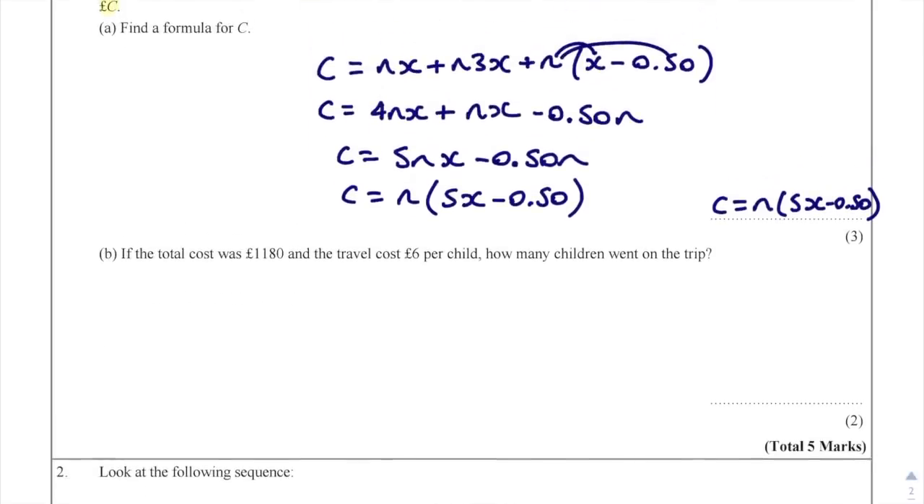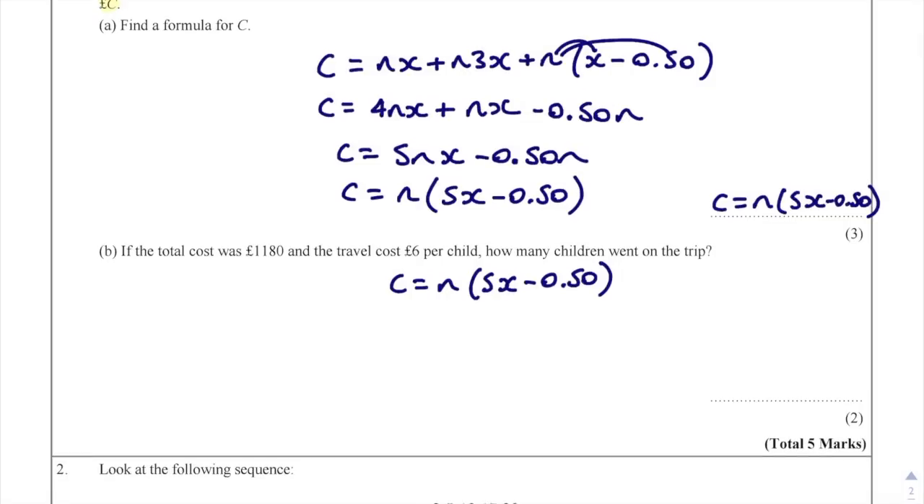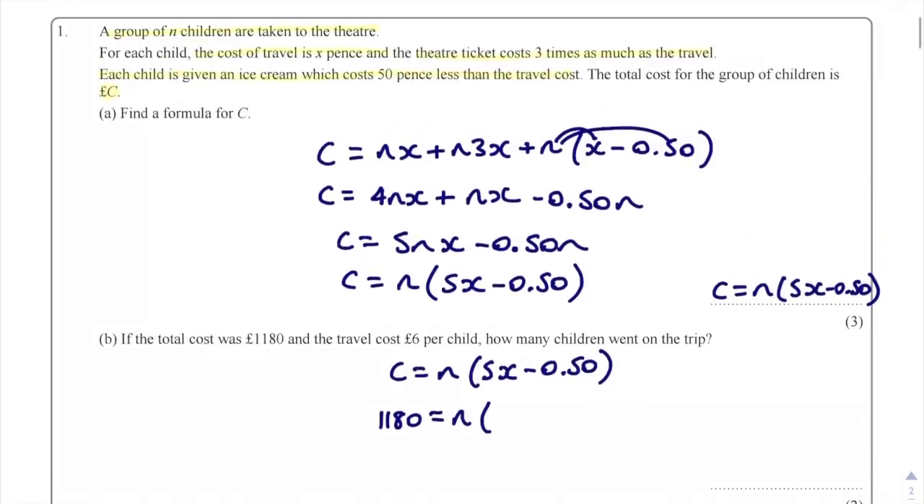Part B says if the total cost was £1,180 and the travel cost £6 per child, how many children went on the trip? Okay, so we need to use this formula again. So we know that the total cost is 1,180, so that's going to be C. Now n represents the number of children. That's what we're trying to find, so we'll leave that as n.